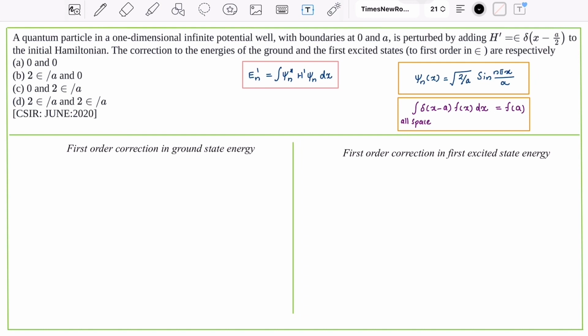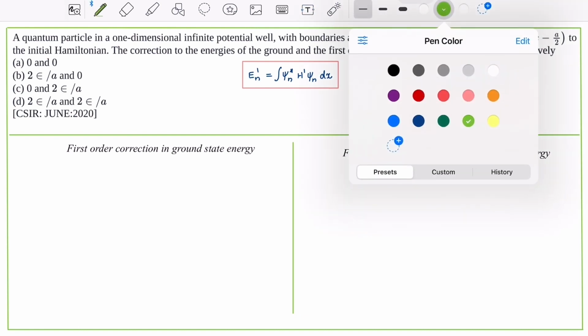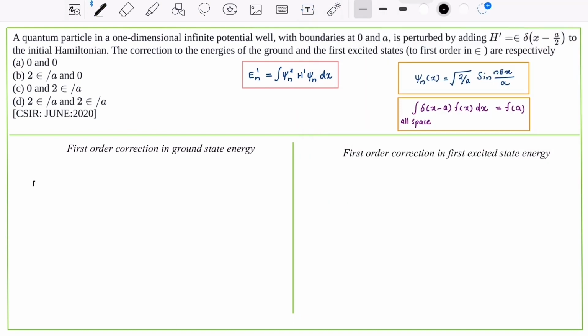The correction to the energies of the ground and the first excited state to first order in epsilon are, respectively, what? Here we have to find the first order correction in the ground state energy and the first order correction in the first excited state energy. The perturbation is added to the particle in a one-dimensional infinite potential well.